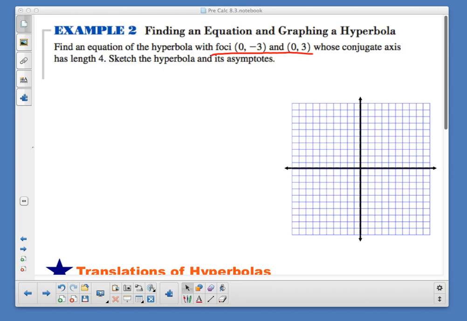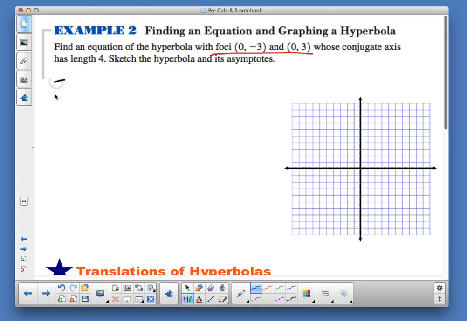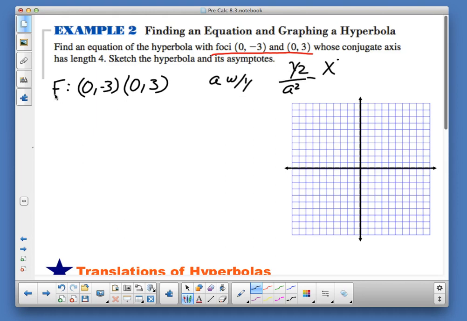We were looking at finding an equation and graphing a hyperbola. Find the equation of a hyperbola with foci (0, -3) and (0, 3). So I already know my foci. And because of that, I know right away A is with y. My general form should be y squared over A squared minus x squared over B squared equals 1. My A should be with y because this is vertical. And let's just graph those to make sure.